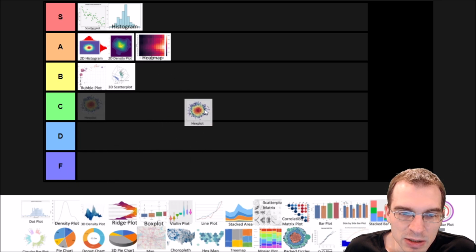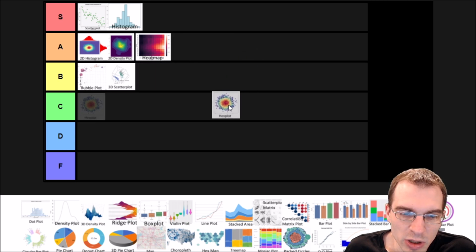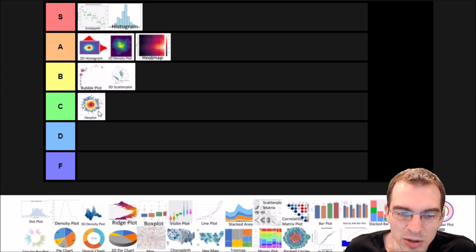The hex plot is similar in principle to both of these. It's essentially a density plot, but instead of squares or continuous curves, it's hexagons. I'm going to put this one at a C tier just because you don't see these quite as often, and if you're going to use one, you kind of might as well use one that is used more often and has better guides for it and is just expected to be seen more.